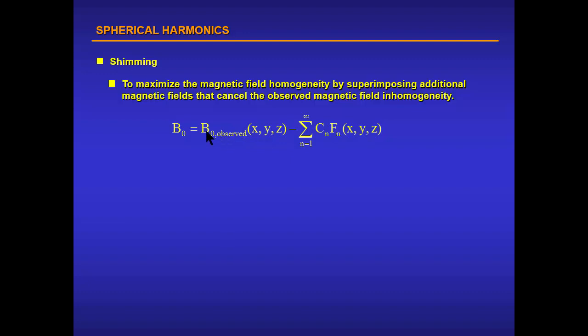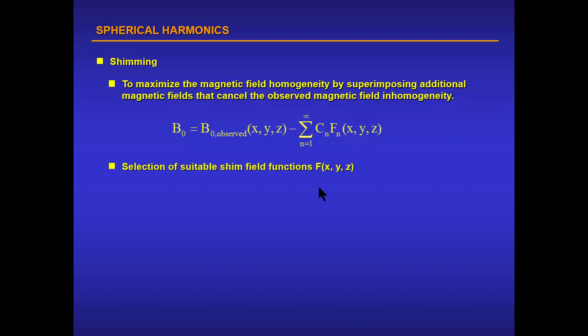Mathematically, you can see it as this. You have a certain observed inhomogeneity in the human brain, for example, a function of position X, Y, and Z. And then you add additional magnetic fields, F, scaled with a certain amplitude, so that if you subtract these additional magnetic fields from the inhomogeneity, you get a perfectly homogeneous magnetic field. Now, then of course the question becomes, what are these additional fields, these F, supposed to look like?